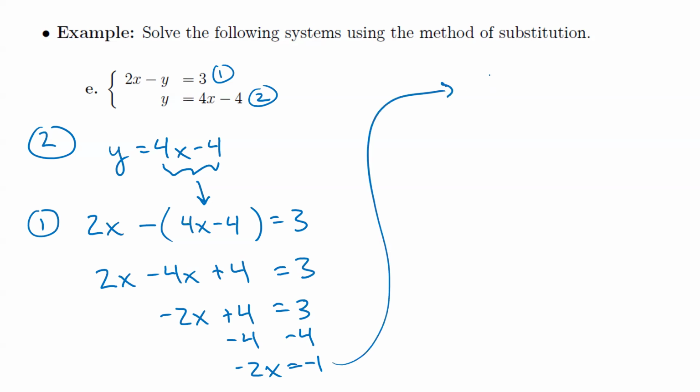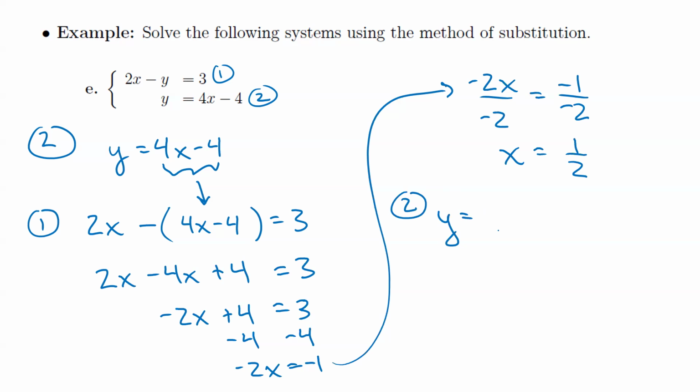Now, in many of the problems we've done, I've let you have nice number answers, right? There's nothing wrong with getting a fraction answer, right? So don't be alarmed by that. So x is equal to a half here. And then in equation number 2, 4 times a half minus 4. So y is 4 times a half, of course, is 2. So y equals -2.